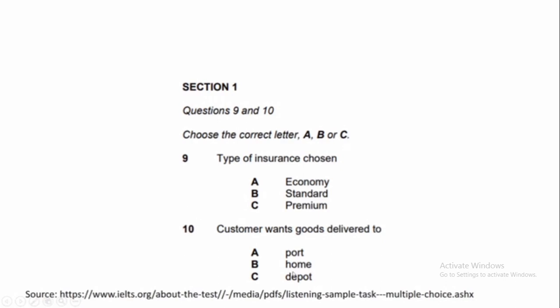Time is your enemy. The recording is not going to stop. It's just going to keep going on and on. So you have to get used to that. Hopefully that helped you understand the fundamentals of IELTS listening, and the next stage is doing a practice test.